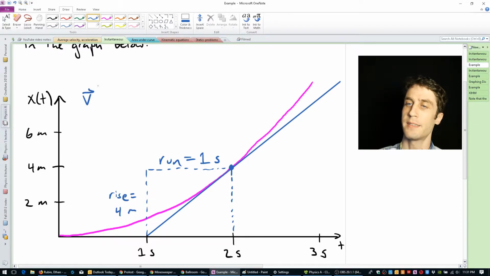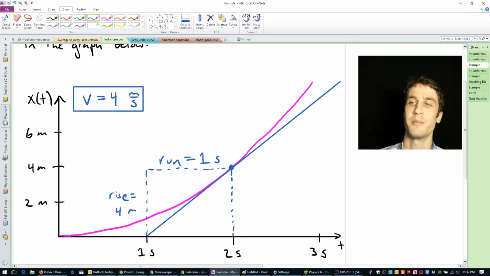Your velocity, it doesn't need the vector sign, but your velocity, not your average velocity, but your instantaneous velocity, so I don't put a subscript on it. Your instantaneous velocity at 2 seconds is the rise divided by the run, which is 4 meters divided by 1 second, and that's 4 meters per second. All right. And that's it. That's all we do for the instantaneous velocity.